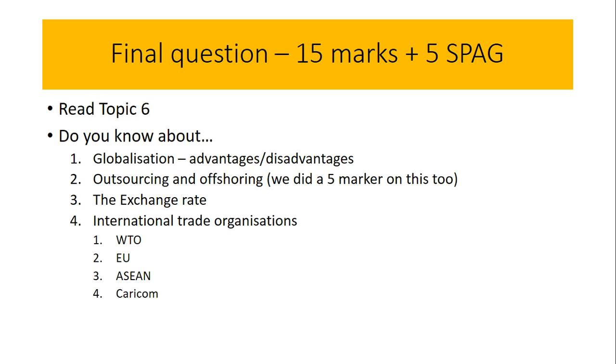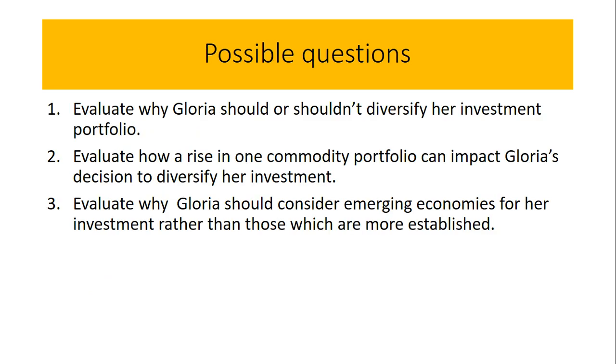The final question, the 15 marks plus SPAG. Again, I'm going to emphasize, read topic 6, and you must know about these things. Globalization. Do you know what the advantages and disadvantages are? Do you know what outsourcing and offshoring is? We did a 5 marker on this too. You need to know about the exchange rate, and you need to know about the international trade organizations such as the WTO, the EU, the ASEAN, and CARICOM. If you don't know about these, then boys and girls, I can't emphasize this any more to you, but to read topic 6.